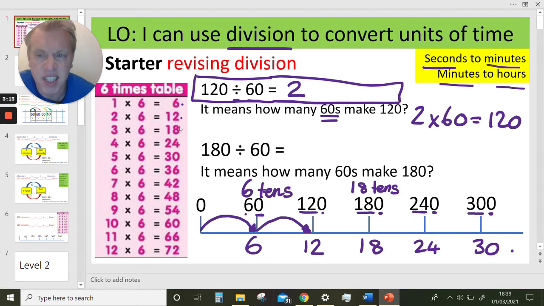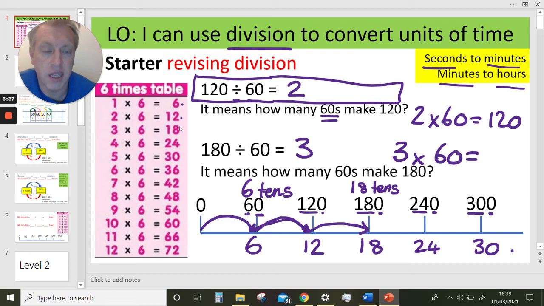180 divided by 60. Now we're asking, how many 60s are there in 180? 1, 2, 3. 60, 120, 180. Our answer is 180 divided by 60 is 3. 3 times 60 is 180. Okay, that's going to be important. So make sure you learn your 6 times table and remember that counting in 60s is just like counting in 6s.